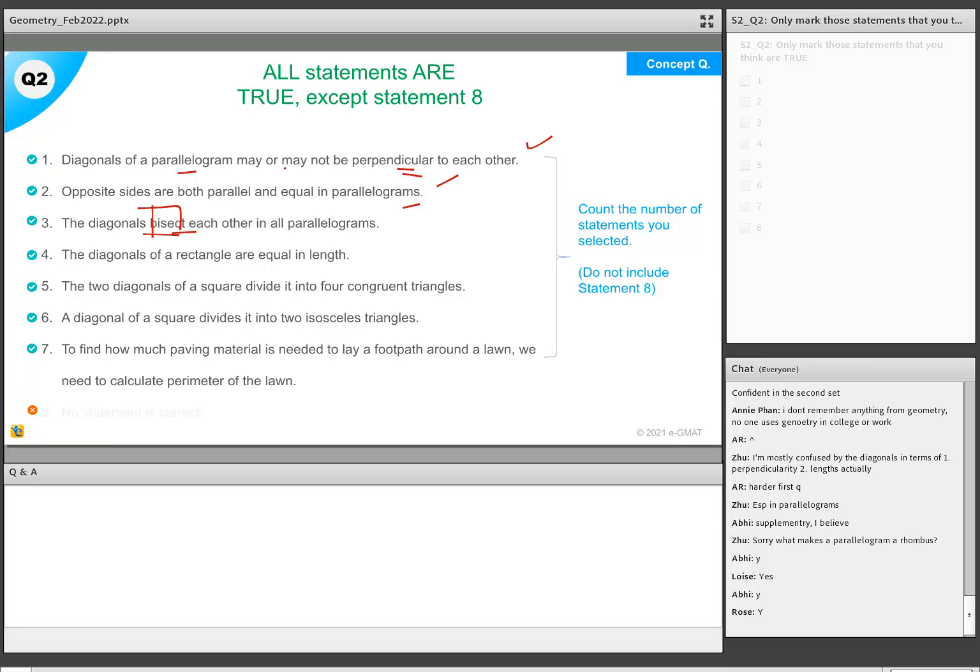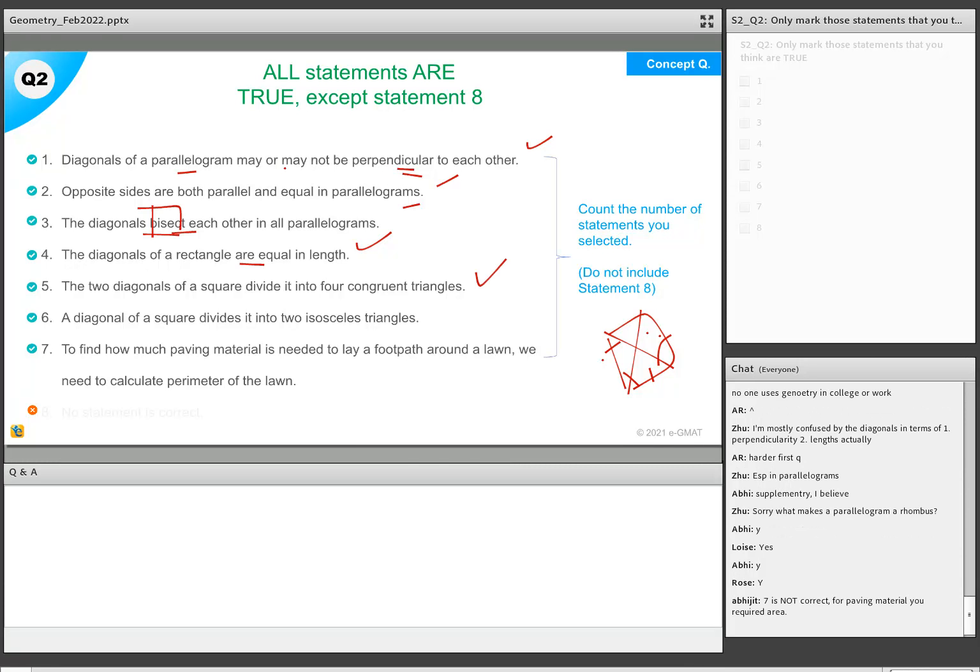Diagonals of a rectangle are equal in length. Yes, also correct. The 2 diagonals of a square divide it into 4 congruent triangles. Absolutely correct. In a square, technically every side is the same. All the angles are 90 degrees. You have absolute symmetry. Each of these triangles is congruent. It is also correct. A diagonal of a square divides it into 2 isosceles triangles. Also correct. Each of these triangles would be isosceles. This hypotenuse is common, and these sides are the same. Those are 2 isosceles triangles.